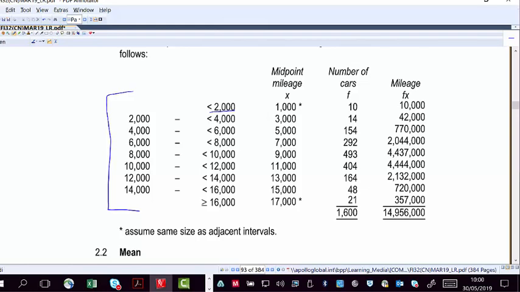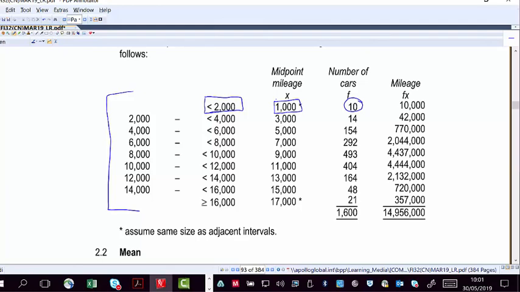Now, what happens when we group data is we lose the individual data. So we can see here that we had 10 cars in total who travelled less than 2,000 miles. And we talk about the midpoint being 1,000, so that's the midpoint between 0 and 2,000. So we know that 10 cars did travel less than 2,000 miles, but we've lost the individual detail of those 10 cars. We don't know exactly how much mileage they travelled, but as we said, it is useful to be able to group this data when there's a large amount of information.